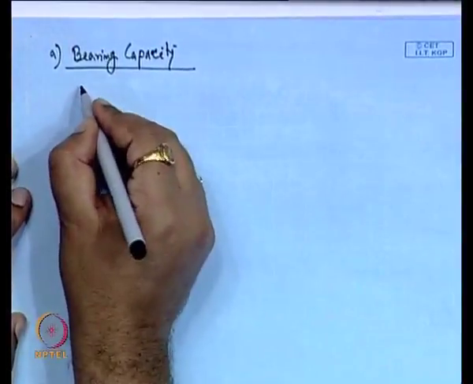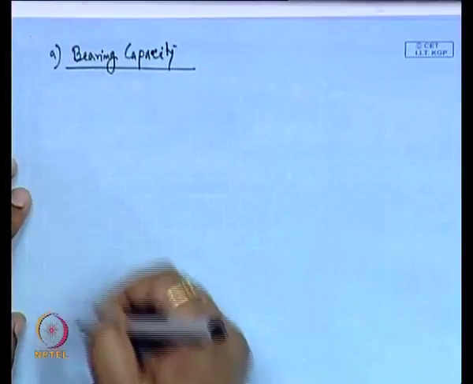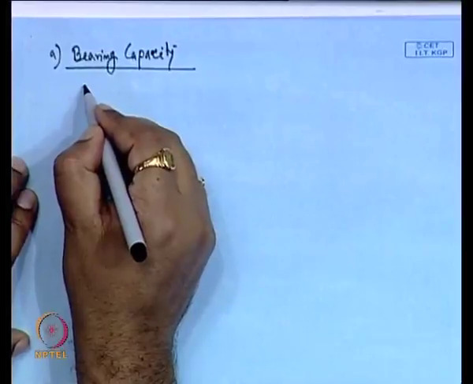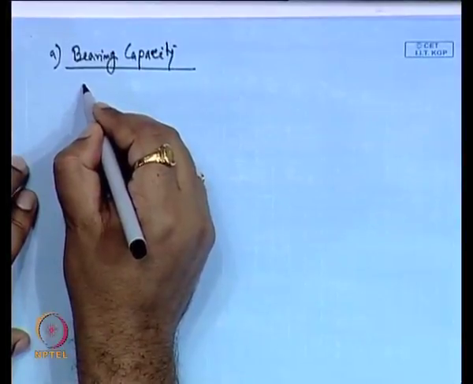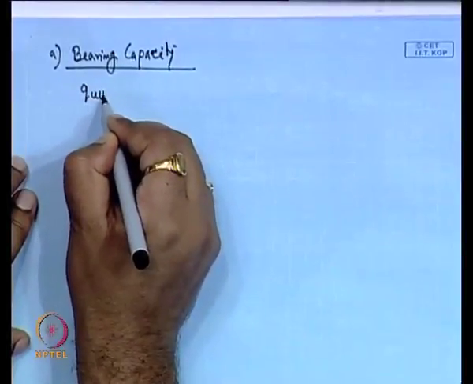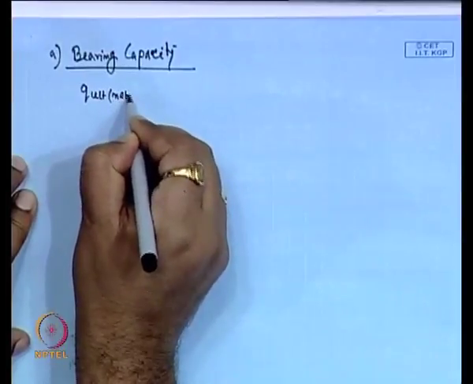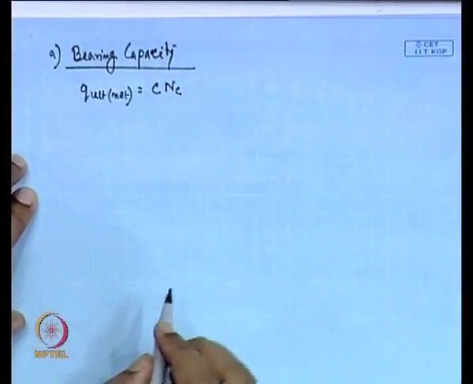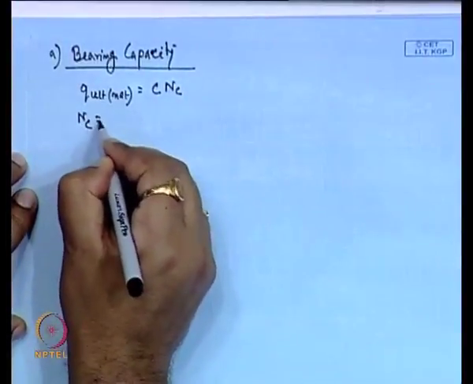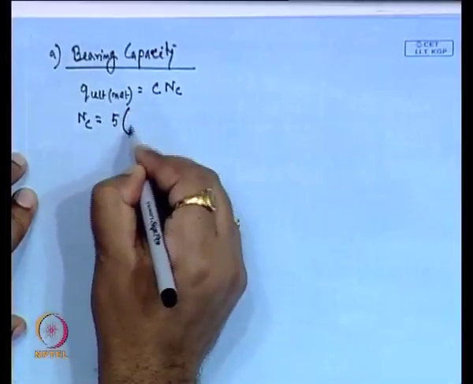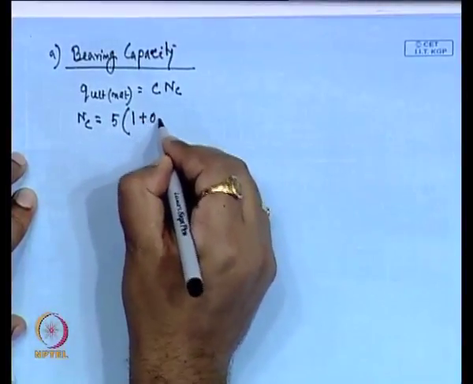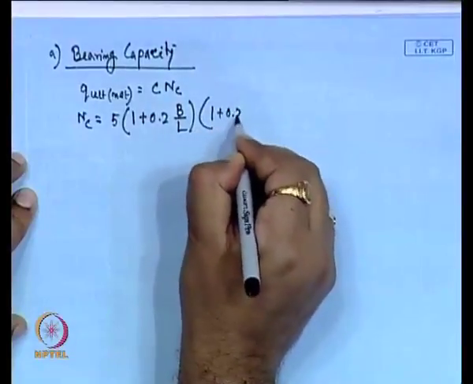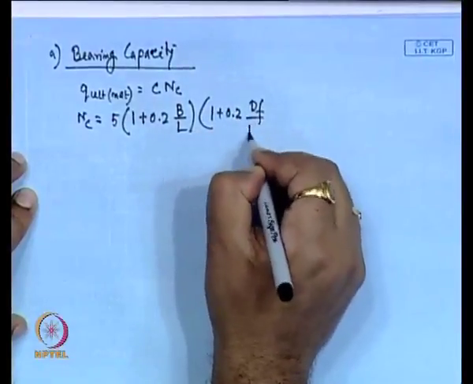Now, here as it is, all the layers are clay soils. So, we will use the Skempton bearing capacity expression. So, that Q ultimate net is C N C. Here the N C value that we will get is 5 into (1 plus 0.2 B by L) into (1 plus 0.2 d f by B).